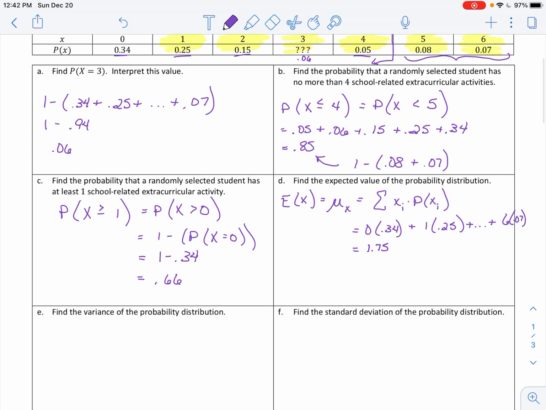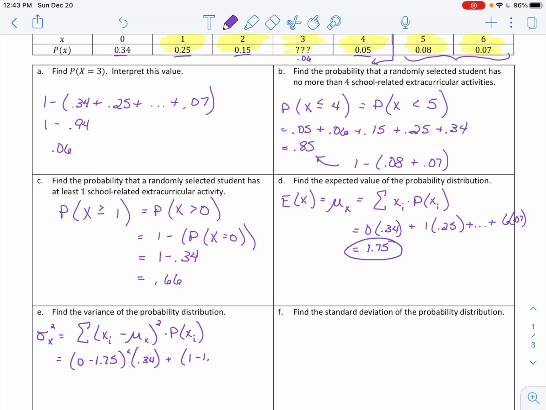And then I'm going to use the exact same data to find my variance. Now I have to know my mean before I can find my variance, because the variance is the sum of every x value minus the mean. You square that difference and multiply by the respective probability of that x value. So my work is going to be that I'm going to take 0 minus the mean. I'm going to square it. And then I'm going to multiply by the probability.